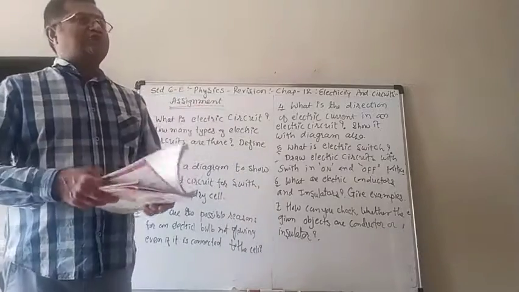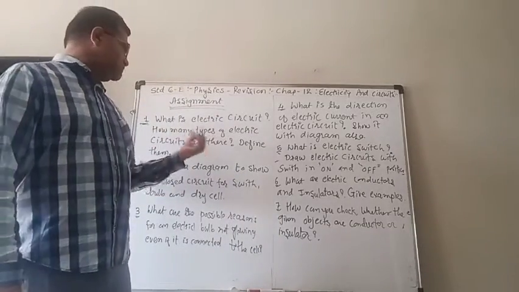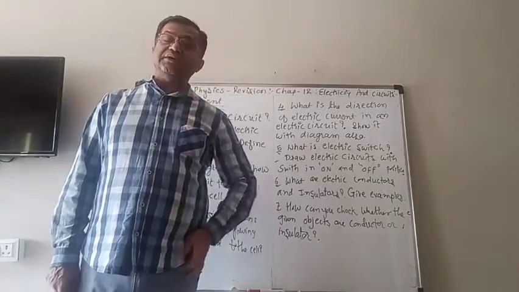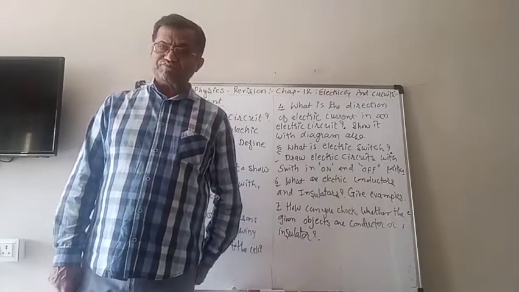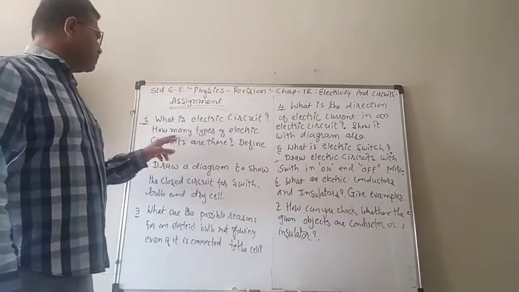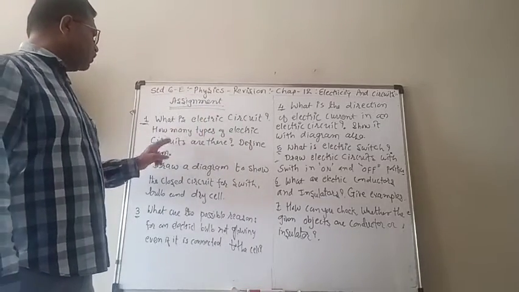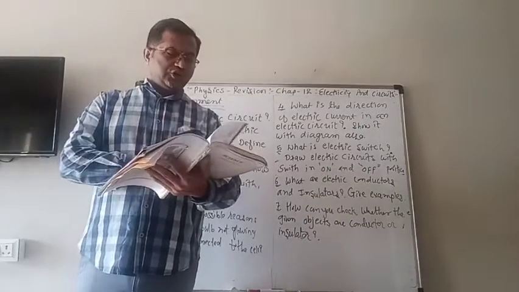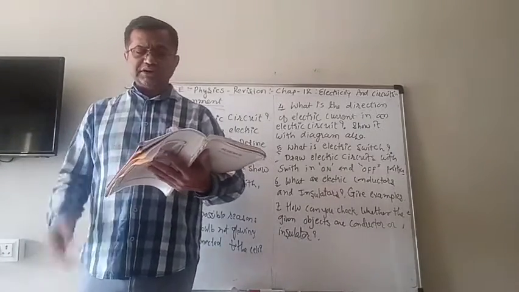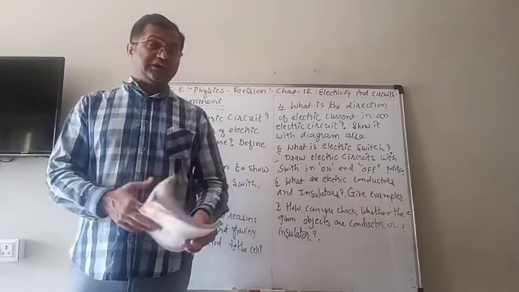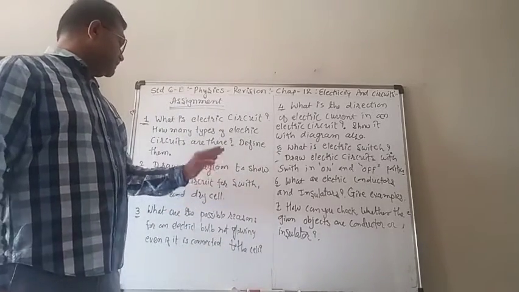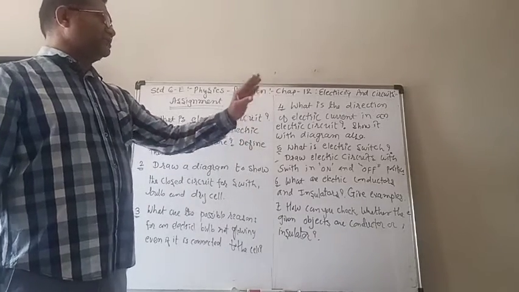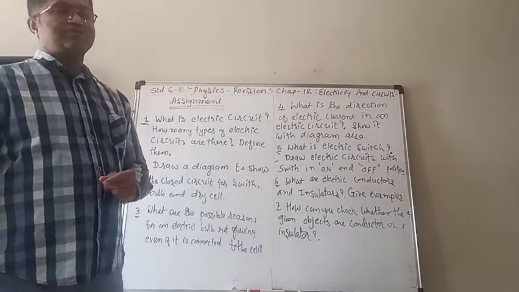There are two types of electric circuits we have to learn about: the open circuit and the closed circuit. We will talk about it later, but first we will see what the direction of electric current in an electric circuit is.